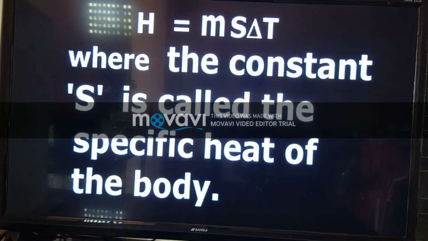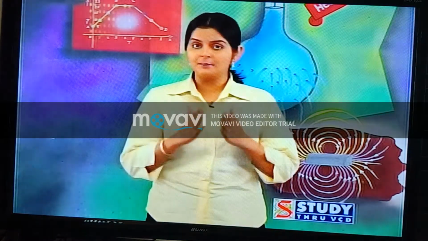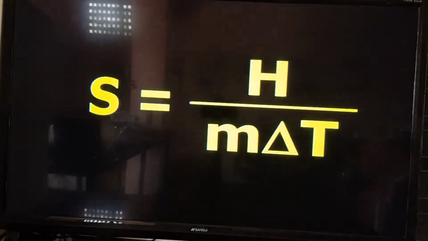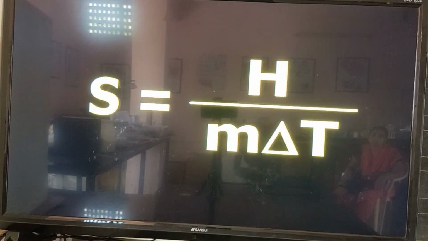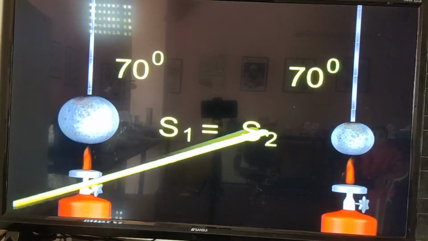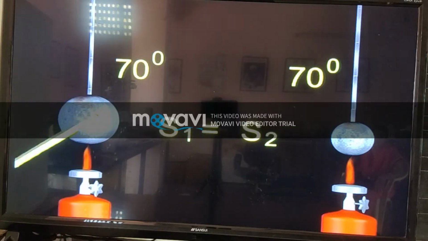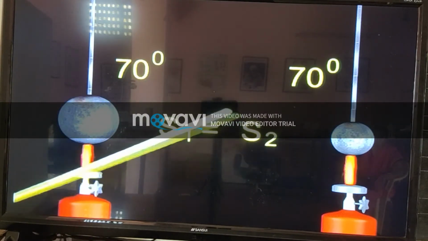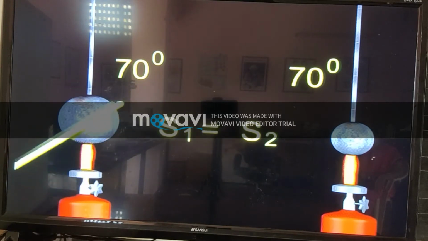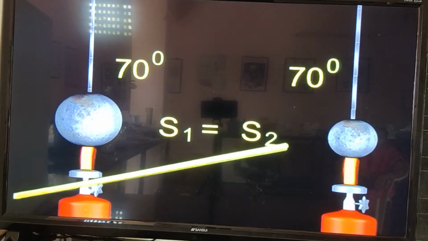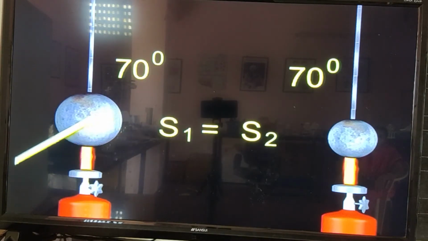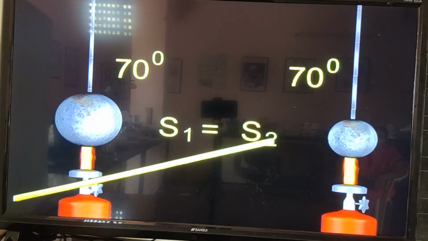H equals m s delta T, where the constant s is called the specific heat of the body. It depends on the material of the body. s equals H by m delta T. Here two spheres of different masses are taken. Both are at the same temperature and both are made of the same material. When they are heated, the heavier mass absorbs more heat and the lighter mass absorbs less heat. That's why one expands more and the other expands less.